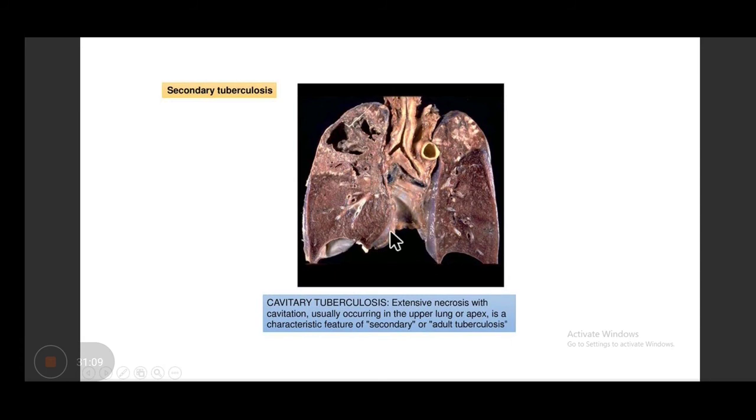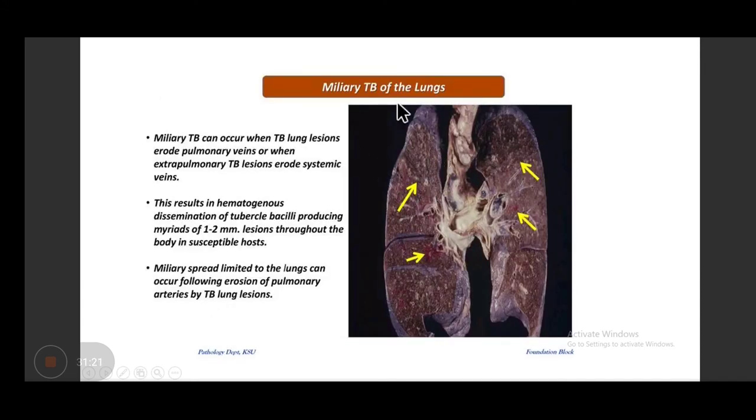So this is a picture of secondary TB showing these large fibrocavitatory lesions, right? Extensive necrosis with basically this cavitation. Here you can see miliary TB. On that section you see those millet seeds better.